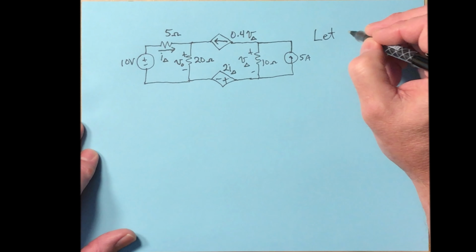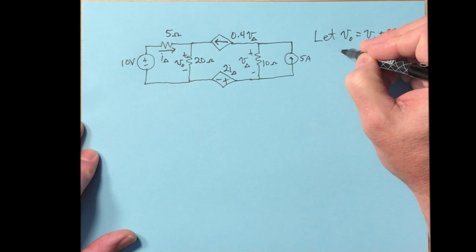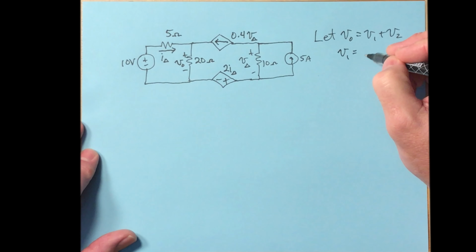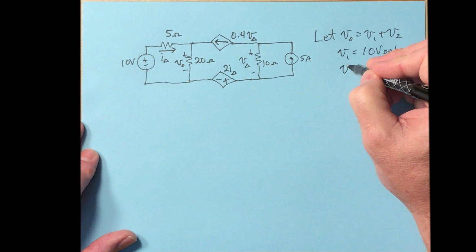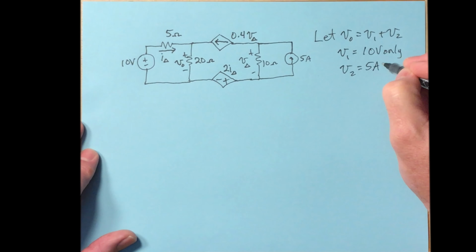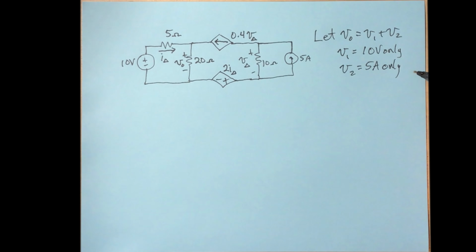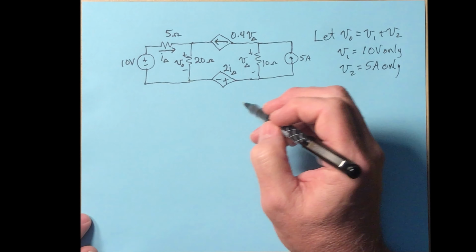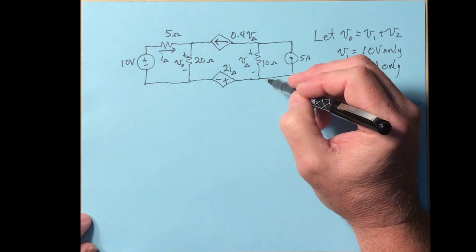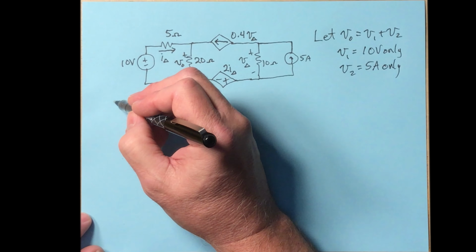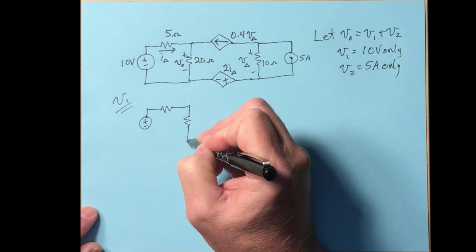We're going to let V output equal V1 plus V2, and let's define V1 as the 10 volt source only, and V2 is going to be the 5 amp source only. All right, so we are going to first disable the 5 amp source, and when we do that, we just remove it from the circuit, leave an open circuit there, so these wires will disappear. And for V1, the circuit looks like this.